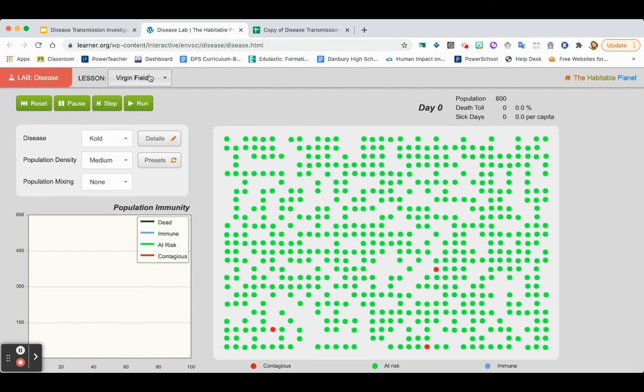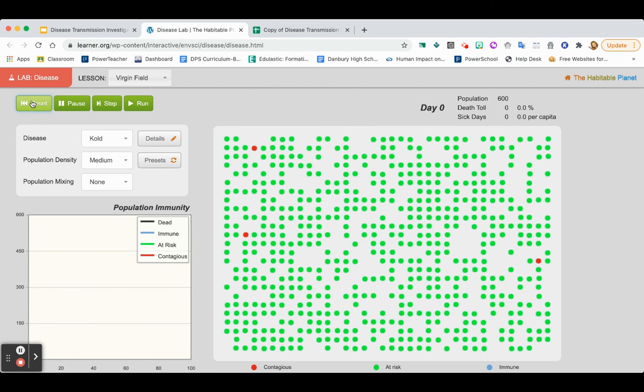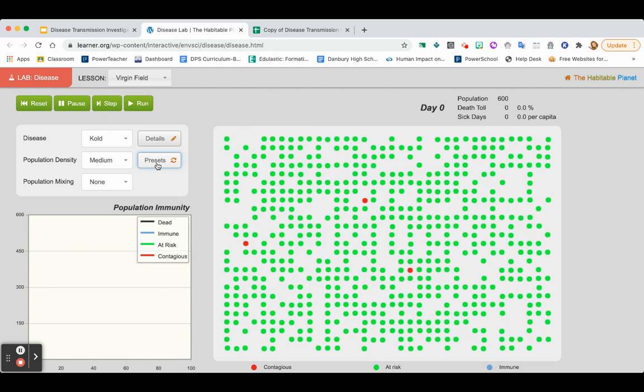So you have a procedure on slide 5. It says to start, reset the animation by clicking the green reset button on the upper left-hand portion of the screen, which is here. Hit the gray presets to return to the original settings. In order to compare the relatively virulent disease, the Red Death, to the less virulent disease, influenza, you will set the simulation for Red Death at medium population density and population mixing.